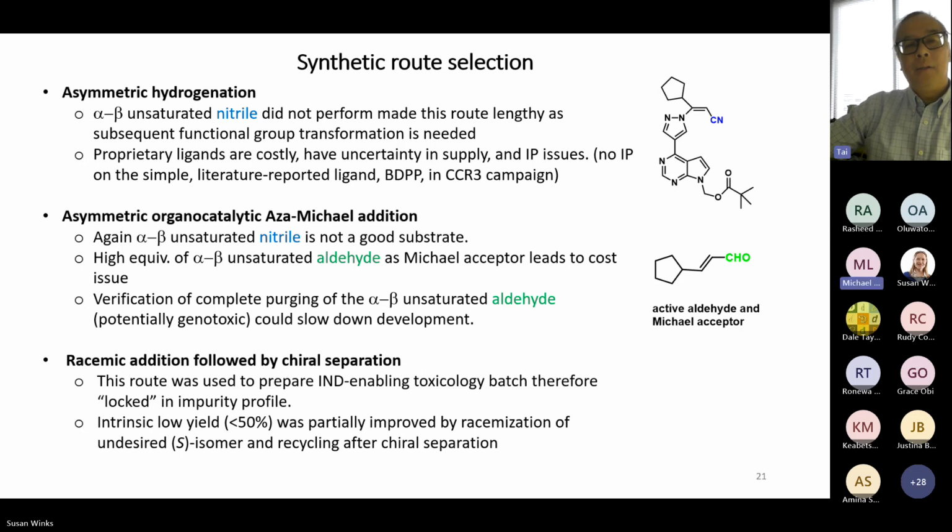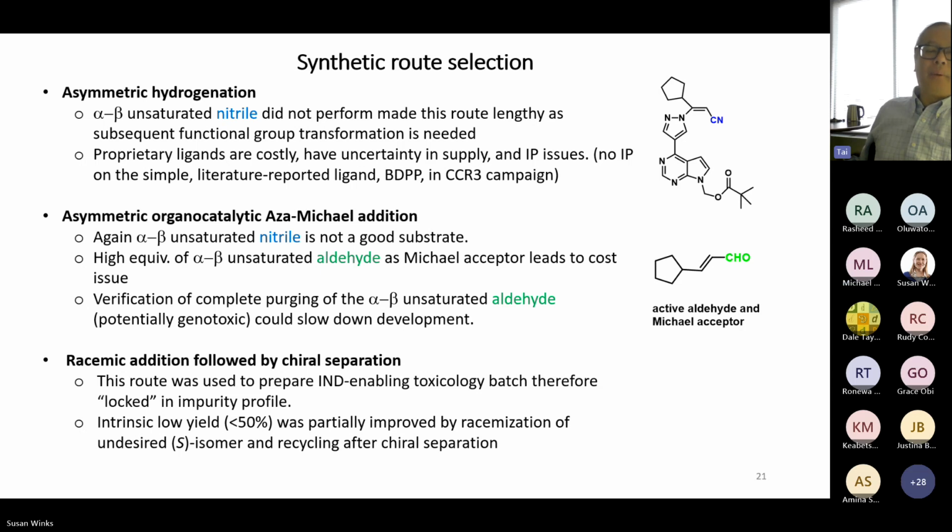The organocatalysis, again, unfortunately doesn't work for the nitrile. It only works on the aldehyde. The aldehyde has to be used in very high equivalents because these reactions are intrinsically very slow, and you cannot speed them up by heating because you lose selectivity. So a high equivalent of the Michael acceptor has to be used. I put the structure here. It is an active aldehyde and it's a Michael acceptor.